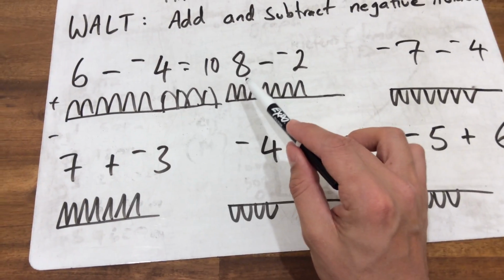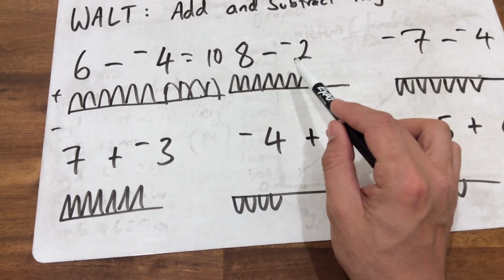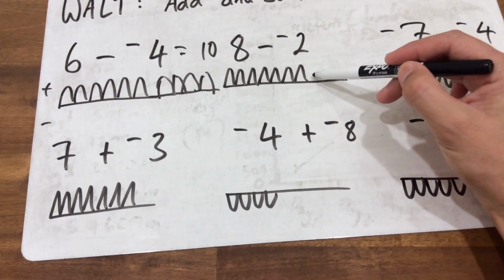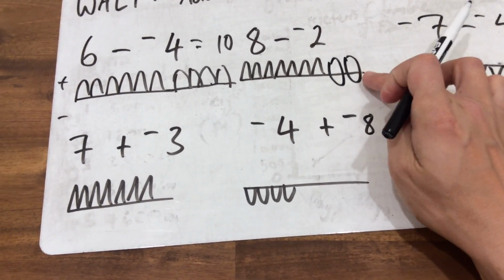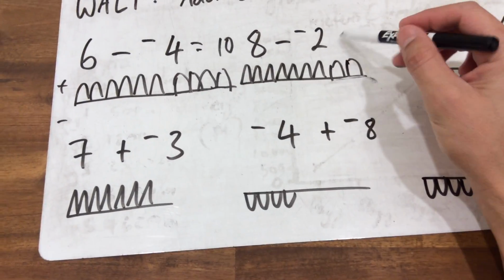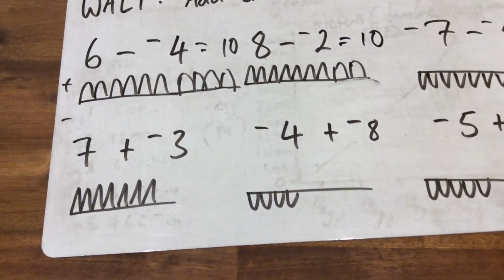Next one here, positive 8 taking away negative 2. So same again, there's no values to take away. So I'm going to make those, take those away, and what am I left with? I've just basically added 2 on. So that answer goes to 10 as well.